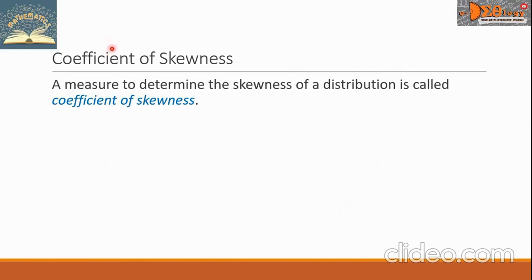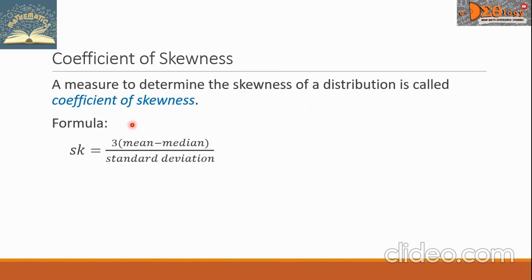Let us now discuss coefficient of skewness. A measure to determine the skewness of a distribution is called coefficient of skewness. The formula is here. Sk, that is the skewness, equals the fraction, whose numerator is 3 times the difference of mean minus median over the denominator, which is the standard deviation. In our values, we expect the range of skewness to be from -3 to +3.